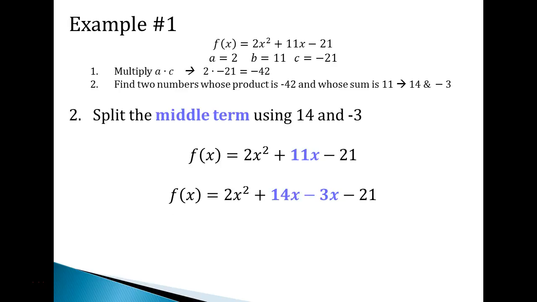We'll use our numbers, 14 and negative 3, to split the middle term. I'm talking about the bx term in ax squared plus bx plus c. So we will split 11x using our two numbers, and we come up with 14x and negative 3x. And we will use that to rewrite our quadratic.